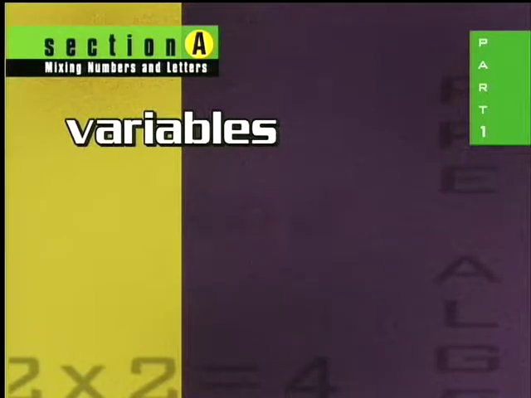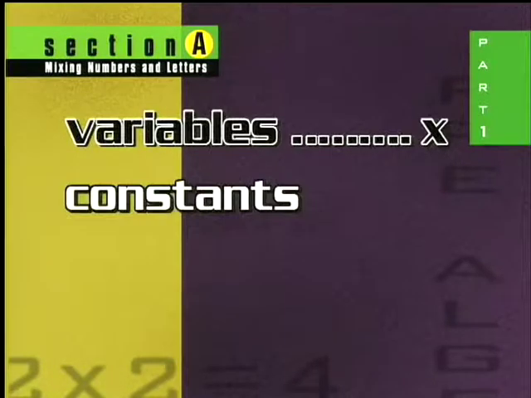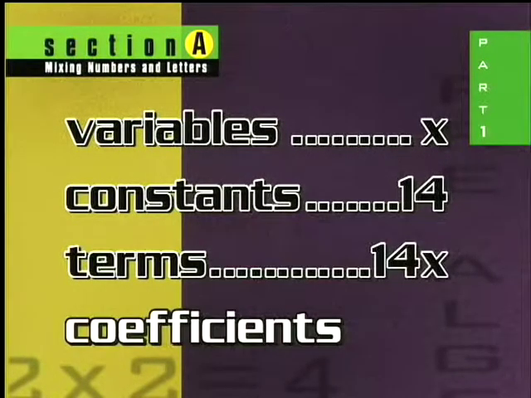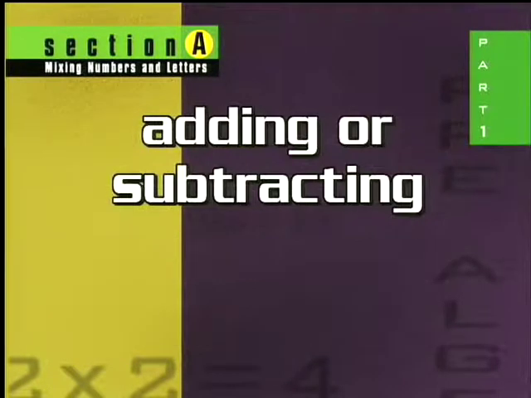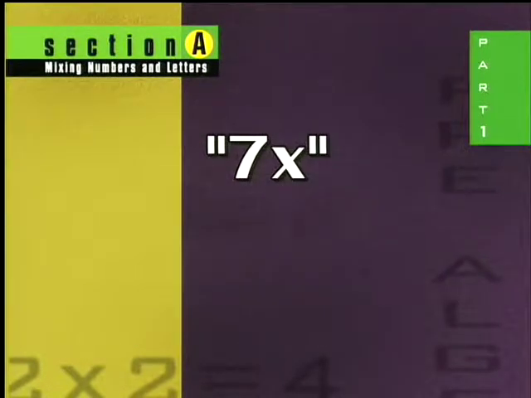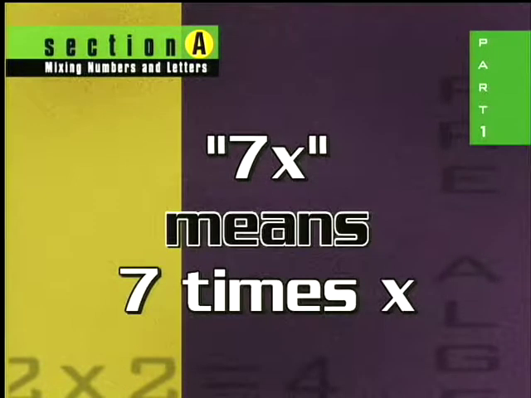Okay, so we've got variables, which are the letters, constants, which are the plain old numbers, terms, which are a number and letter together, and coefficients, which are the numbers in front of the letters. When we add or subtract with x's, we can only combine like terms. And when we see something like 7x, this means 7 times x. Now, let's go ahead and look at how this stuff turns up in equations.